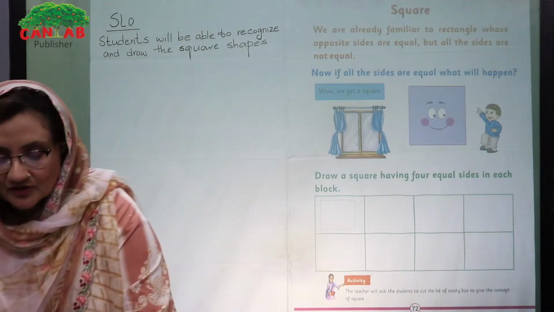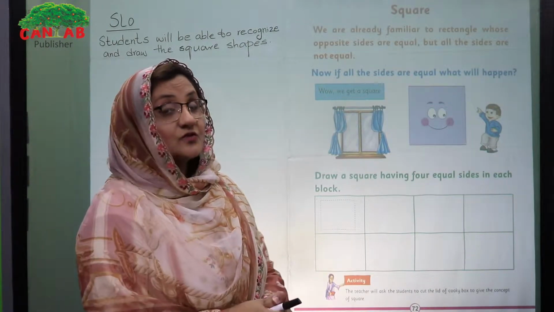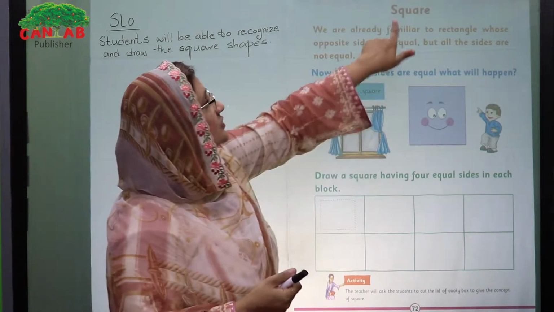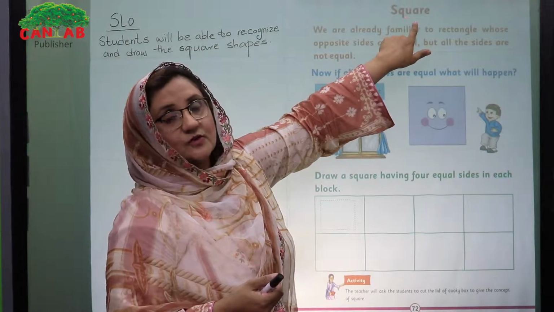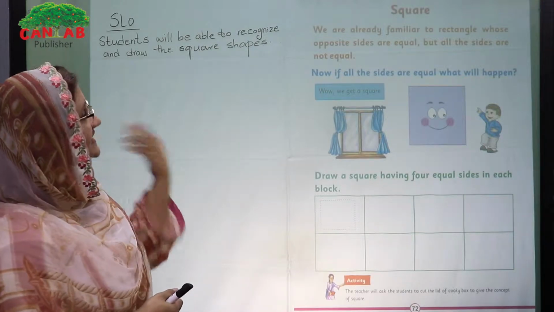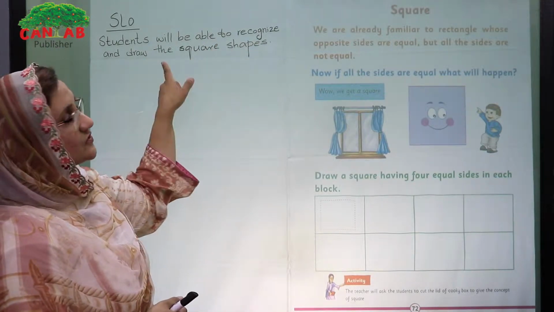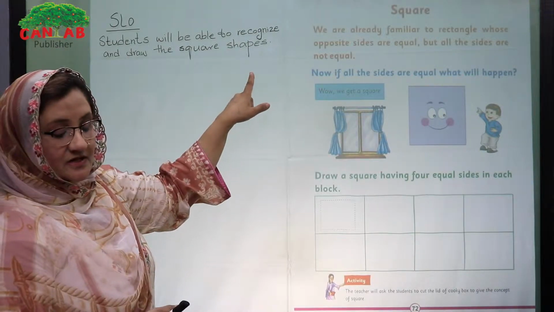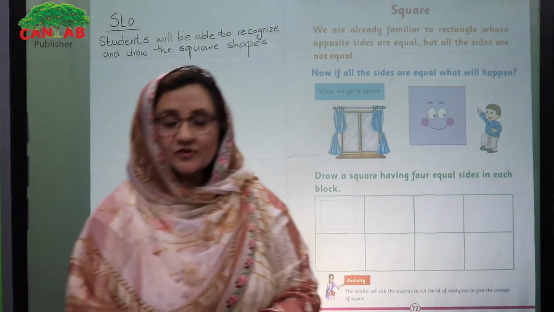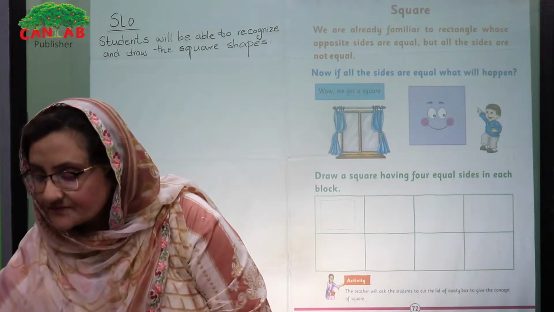And what's today's topic? It's about shapes, and today we are going to talk about the square. Our SLO is that by the end of the lesson, students will be able to recognize and draw the square shape. So let's begin by showing the students their already known shapes.